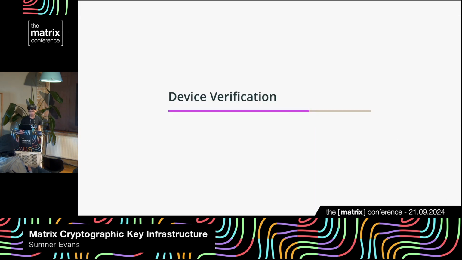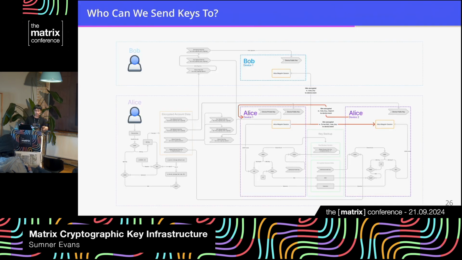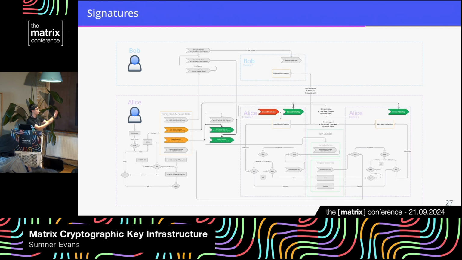OK. Let's move on to device verification. Remember earlier how I talked about sending the key requests back and forth, how we only want to forward keys to devices that are verified, our own devices that are verified? Well, now we have to discuss how to determine if a device is in fact verified. And the answer is signatures. Those are the asymmetric signatures that I mentioned earlier, where we sign with the private key and then can verify the signatures using a public key.